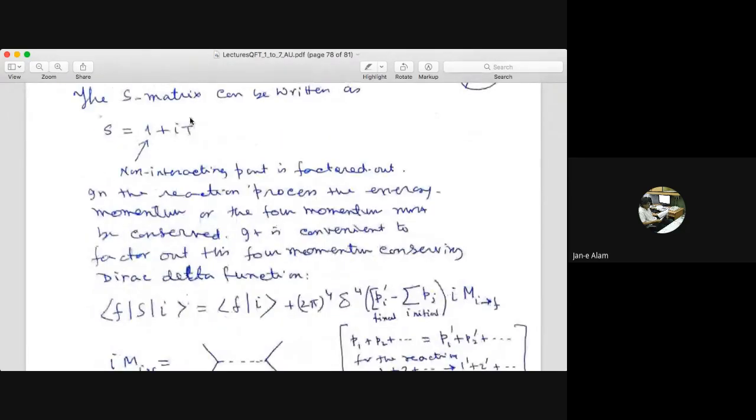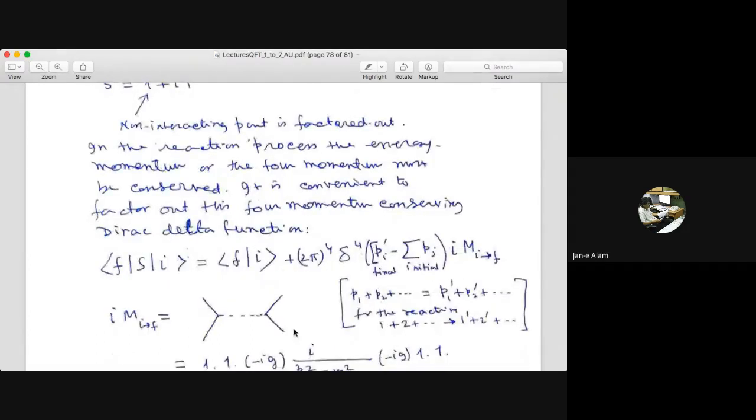Now, suppose this P matrix is representing some reaction, then it will of course conserve energy and momentum. So when you write S, you take the matrix element between the initial and final states, I and F. This will give you delta F I. So unless F is equal to I, this will become 0, and F equal to I will give 1.